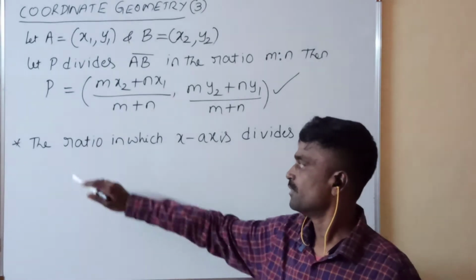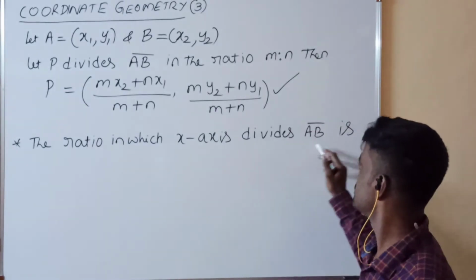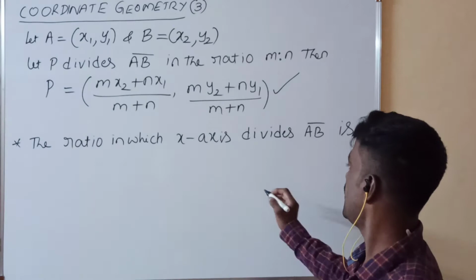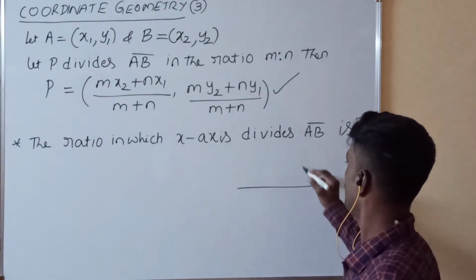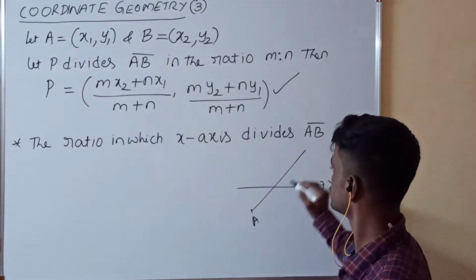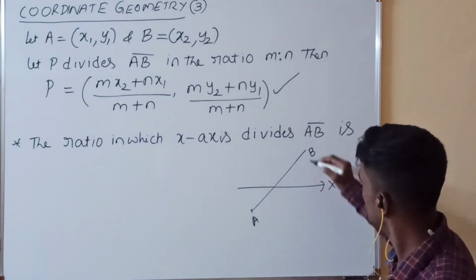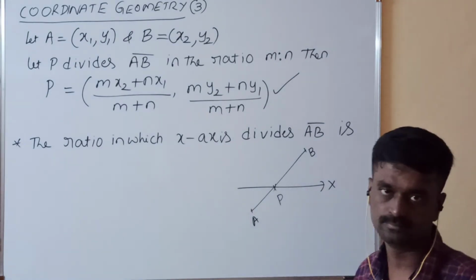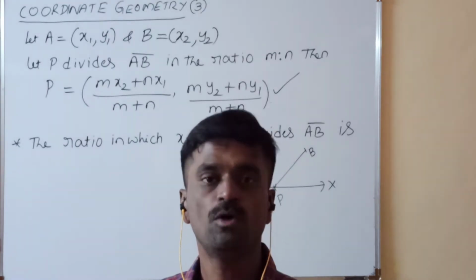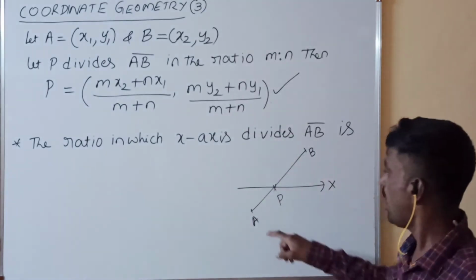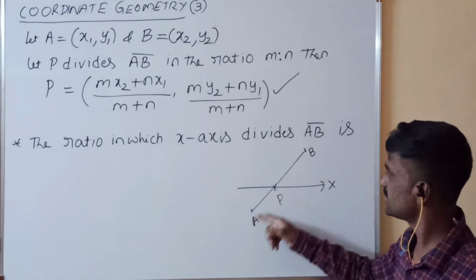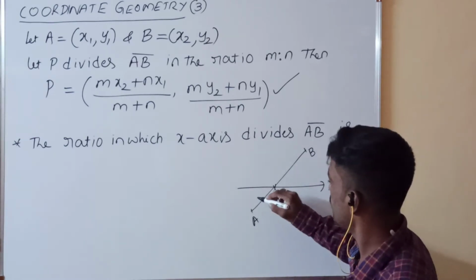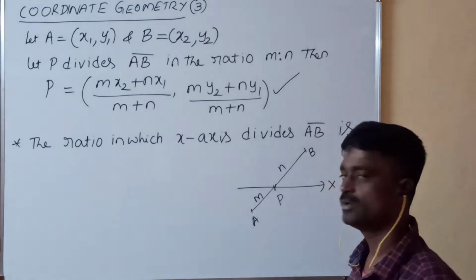The first case: the ratio in which the x-axis divides AB. Suppose this is the x-axis and suppose this is the segment AB. Suppose the x-axis intersects the segment AB at the point P. Now we need to find that ratio. In what ratio does the x-axis divide the segment AB? In what ratio AP is to PB? We are assuming that this ratio is m is to n.